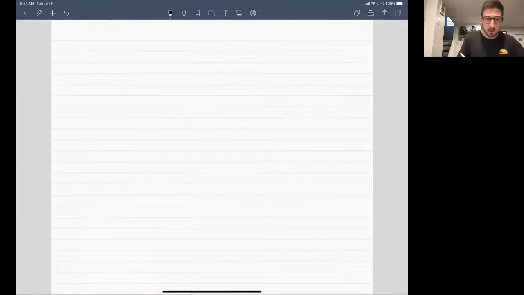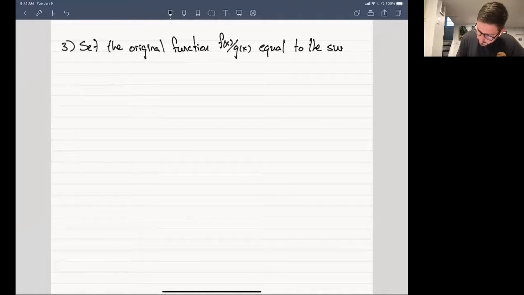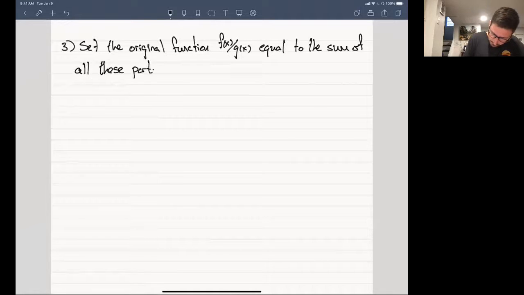Okay, so then what's step 3? Set the original function f of x over g of x, again, it's assumed to be proper, equal to the sum of all these partial fractions. And then what we would like to do is we would like to clear the resulting equation of fractions and arrange the terms in decreasing powers of x. Okay, so we want to arrange this thing so we can work on it.